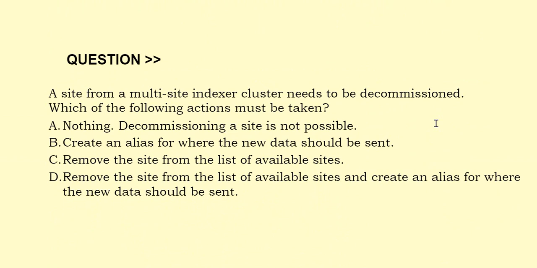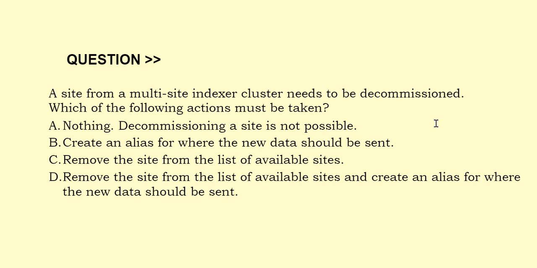The site from the multi-site indexer cluster needs to be decommissioned. Which of the following actions must be taken? Option A. Nothing. Decommissioning a site is not possible. Option B. Create an alias for where the new data should be sent. Option C. Remove the site from the list of available sites.